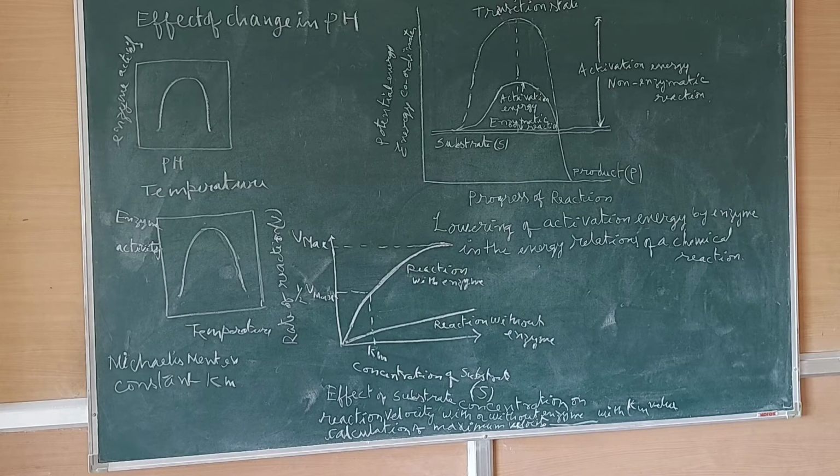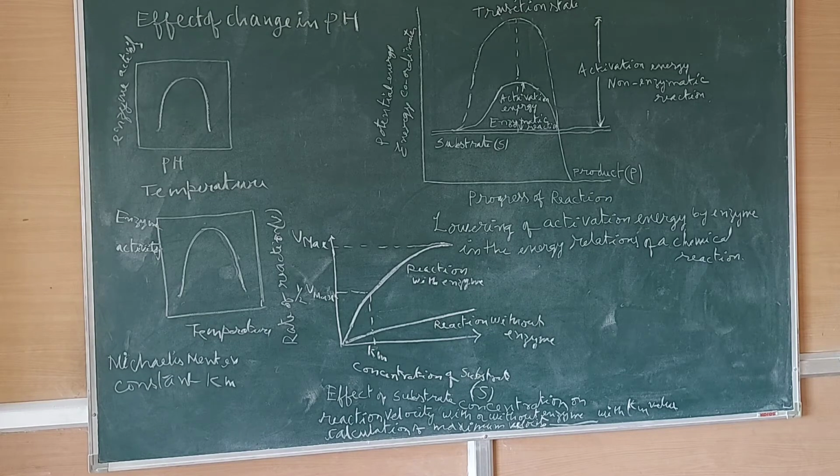For example, fumarase catalyzes at pH 6.2, and then trypsin at 8.5, pepsin at pH 2.